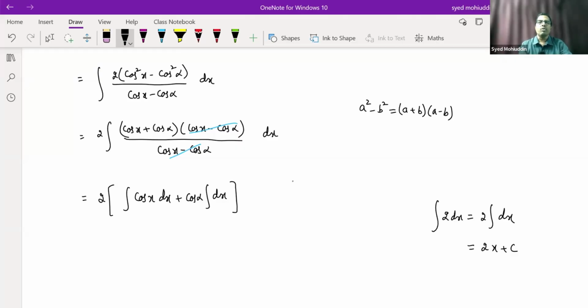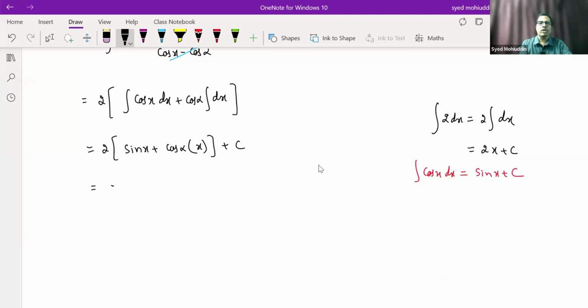Now, if you try to integrate, we know the integral of cos x dx. Integration of cos will be nothing but sine of x plus the constant of integration c. So let us use that formula. It is nothing but sine of x plus this cos alpha as it is. Integration of dx will be x plus the constant of integration c. Further, if you rewrite this one, 2 as it is, you are having sine of x plus, it is better I write first x, then cos of alpha, plus the constant c. That will be the required solution.